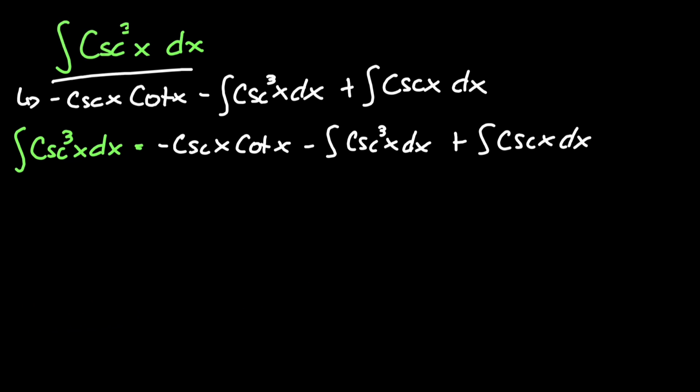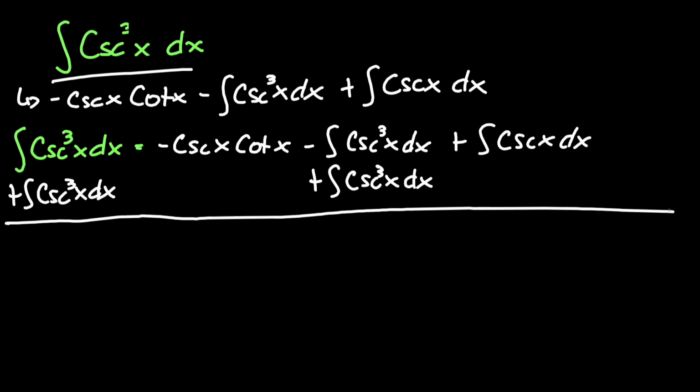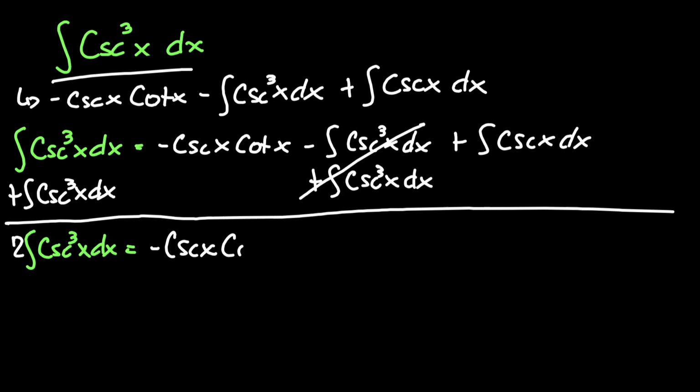And so add integral of cosecant cube of x dx to both sides. And so this would be equal to 0. And so what we have here is 1 plus 1 would be equal to 2 times the integral of cosecant cube of x dx, which would be equal to negative cosecant x cotangent of x.